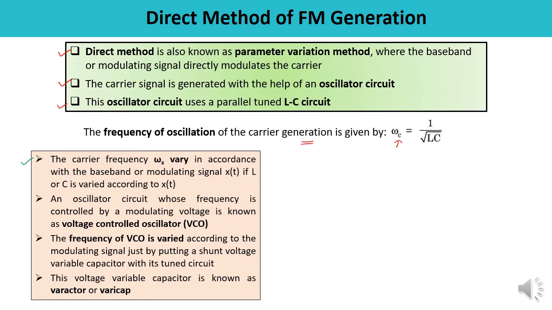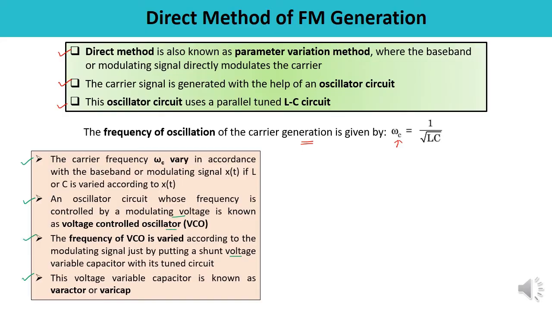if L or C is varying, and the oscillator whose frequency is controlled by modulating voltage is known as a voltage controlled oscillator, VCO. And the frequency of the VCO is varied according to the modulating signal just by putting a shunt voltage variable capacitor with its tuned circuit, and this variable voltage capacitor is known as varactor or varicap. So you are aware of this particular term.